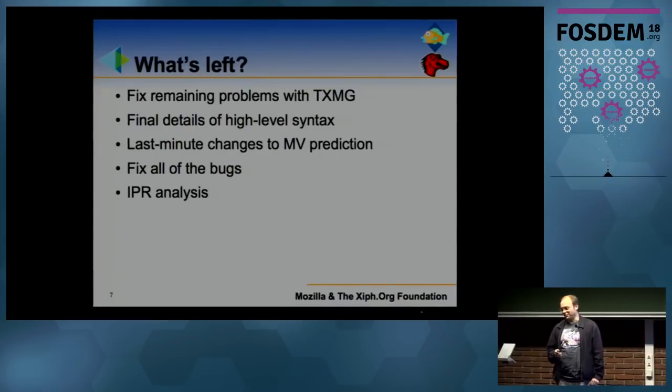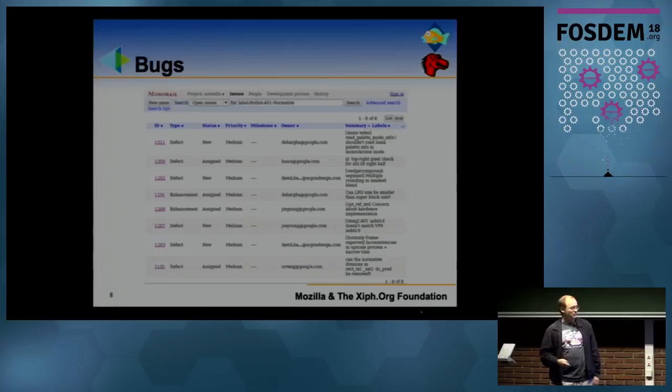So what's left? There are basically three main issues. We have to fix some remaining problems with the transforms. There's some final details of the high-level syntax to sort out, and some last-minute changes to motion vector prediction that the hardware companies wanted, and also fixing all of the bugs, and then finally completing our IPR analysis. The IPR analysis we're actually making pretty good progress on, and we don't anticipate it being too much of a blocker. The bugs aren't that bad either, so that's the full list of bitstream normative bugs.